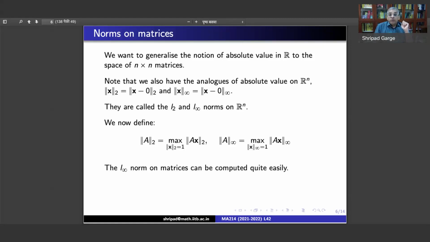The L infinity norm on matrices is basically the maximum over the rows of the entries in a row summed under modulus sign. That's all that we need to do. So what you do is that you fix a row of your matrix, put modulus to all the entries in the row, and take the sum of these non-negative numbers. Once you have done it for each row, you take the maximum over all the rows. That is the L infinity norm of your matrix A.